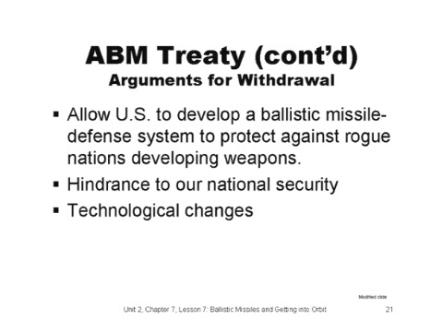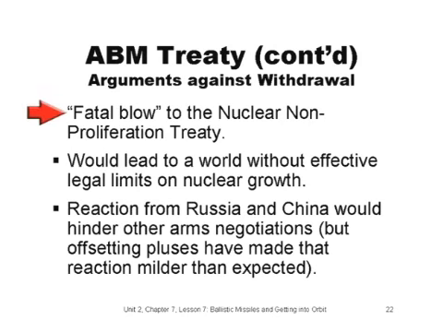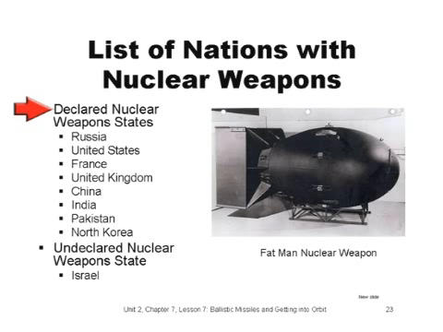There were many who criticized our withdrawal from the ABM treaty. Among them was John Rhinelander, a negotiator of the treaty, who predicted it would be a fatal blow to the Nuclear Non-Proliferation Treaty and would lead to a world without effective legal constraints on nuclear growth. Russia and China also withdrew from the treaty, but the U.S. has recently stated that it intends to discuss reducing most nuclear warheads if the other countries agree to do the same. Currently, 8 nations have successfully detonated nuclear weapons.